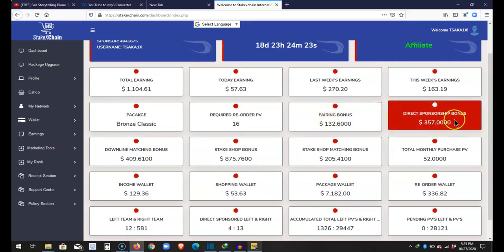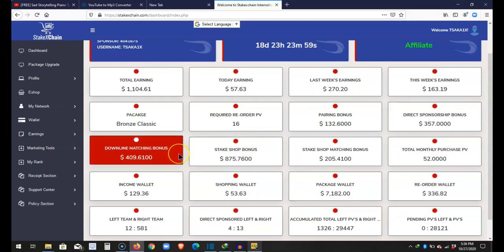Now the next one is what we call the direct sponsorship bonus. The direct sponsorship bonus actually shows the total direct sponsorship bonus this account has earned up to date. Okay, that's what it does. It's also a cumulative figure over there. All right, now direct sponsorship bonus is basically 20% of the points contributed by a new package.